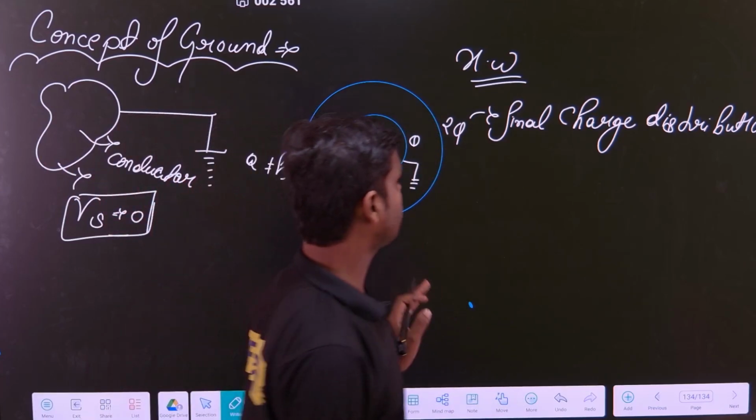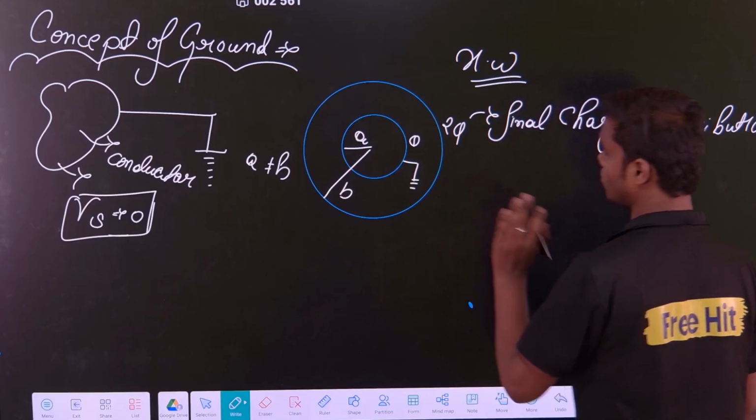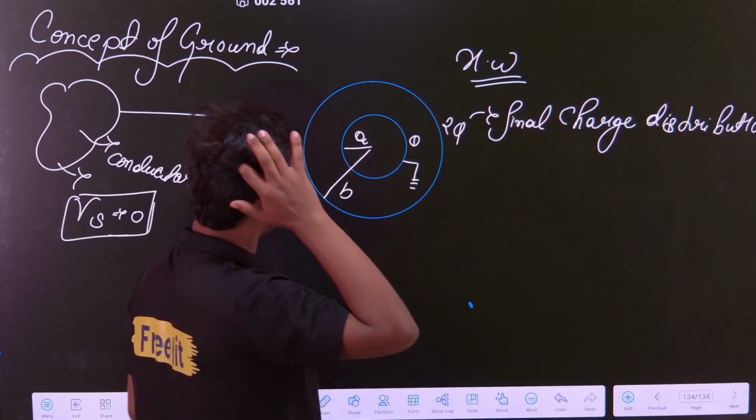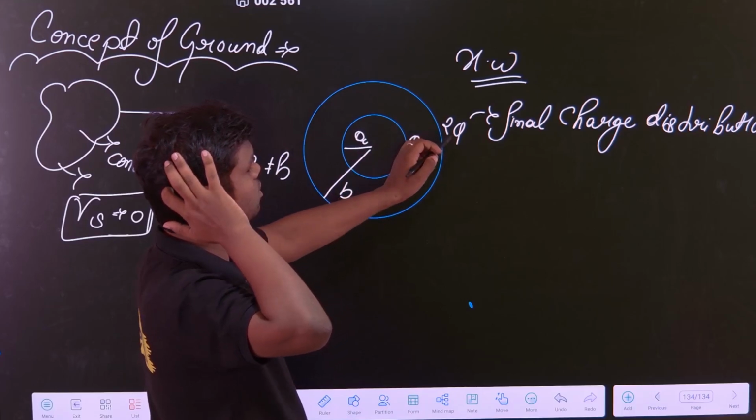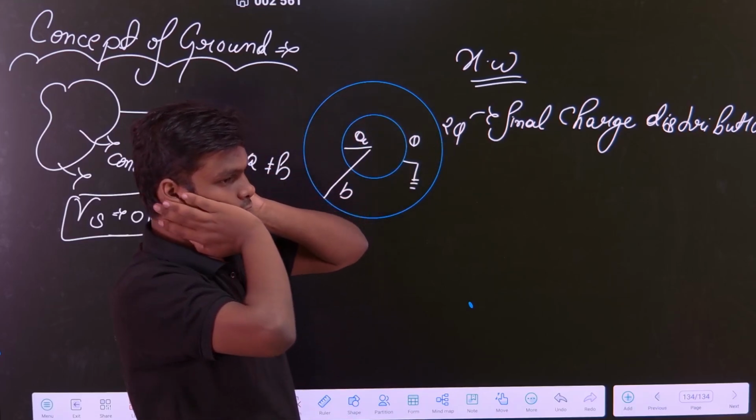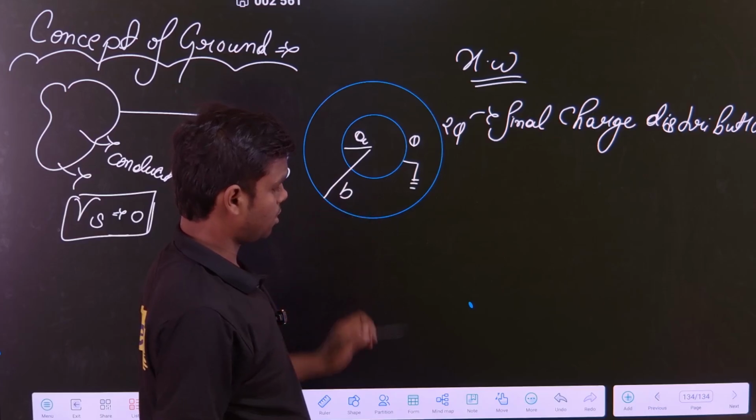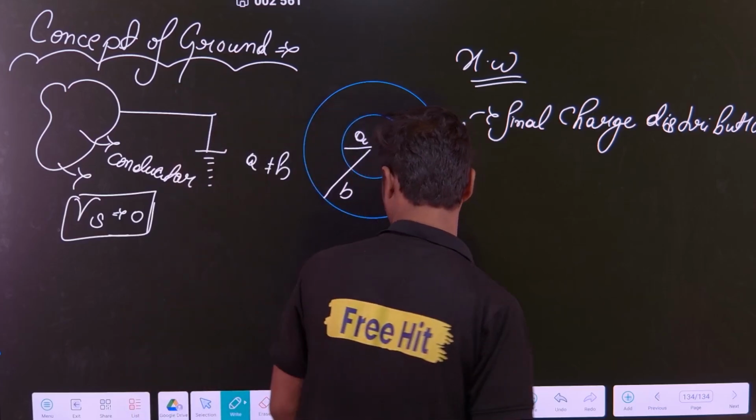Suppose I am giving you one question, a homework for you. Suppose initially the system was like this: there is a charge q and there is a charge 2q. I have connected that conductor to the ground. What will happen? You have to tell me what is going to happen.